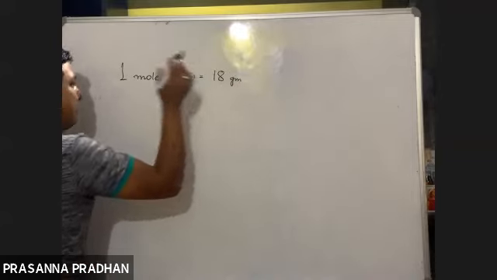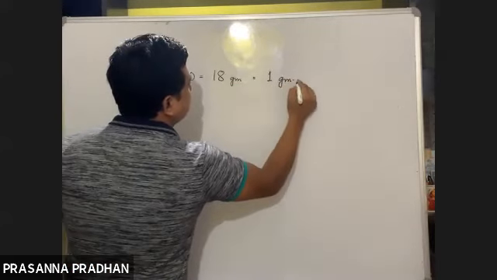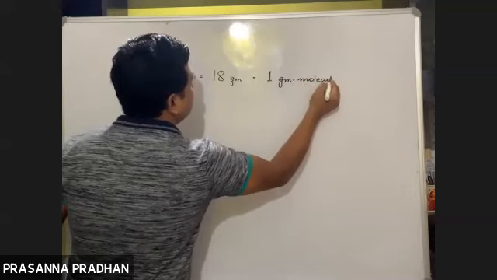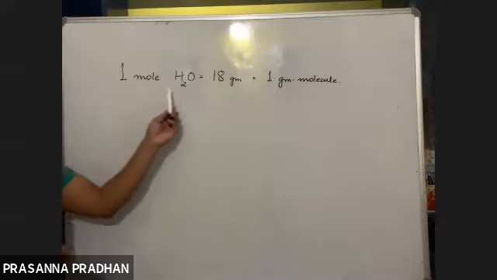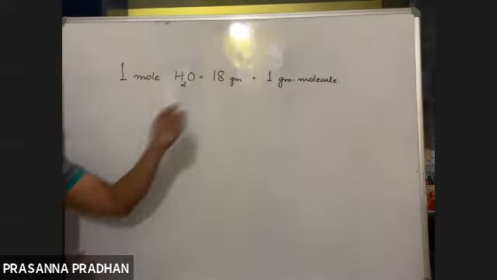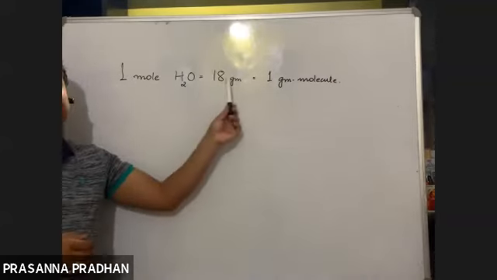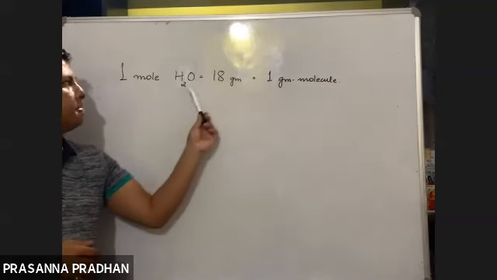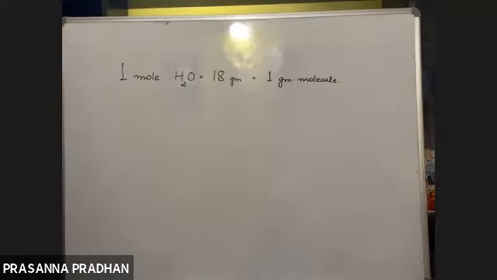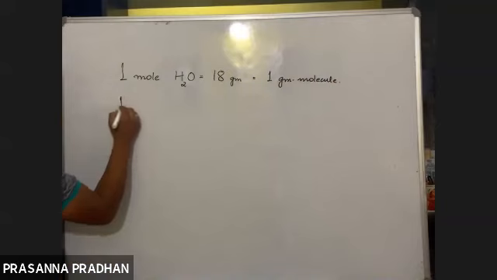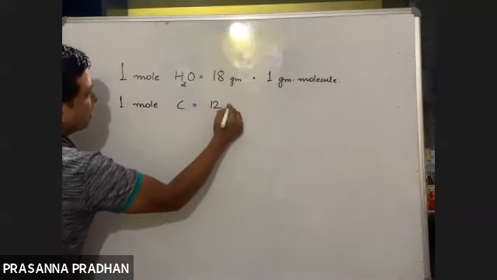18 gram. So this is also known as 1 gram molecule. Don't get confused. What do you mean by 1 gram molecule? It means 1 mole of molecule. 1 mole of molecule, the other name is 1 gram molecule. So 1 gram molecule of water means 18 gram. 1 gram molecule means we are talking about 1 mole of a molecule. Got it? So 1 mole of carbon is equal to 12 gram.